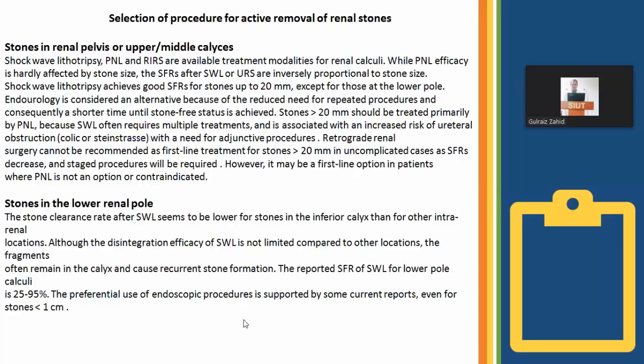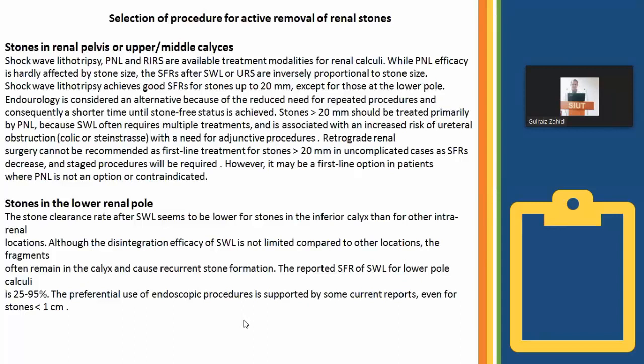Retrograde renal surgery cannot be recommended as first-line treatment for stones greater than 20 mm in uncomplicated cases, as stone-free rates decrease and staged procedures will be required. However, it may be a first-line option in patients where PNL is not an option or is contraindicated.